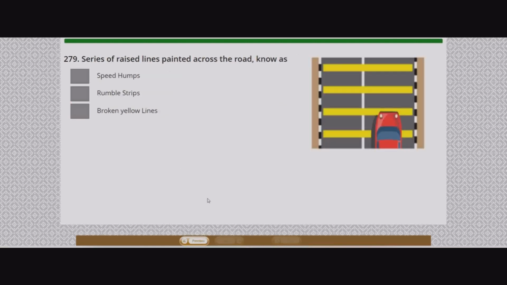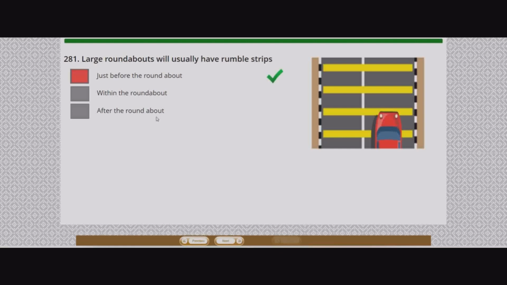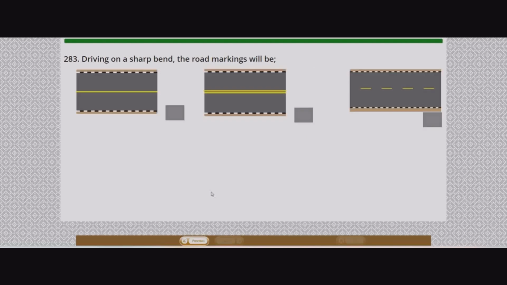A series of raised lines painted across the road are known as rumble strips. Rumble strips are meant to warn drivers of an approaching hazard. Large roundabouts will usually have rumble strips just before the roundabout. Driving on a sharp bend, the road marking will be the second one.